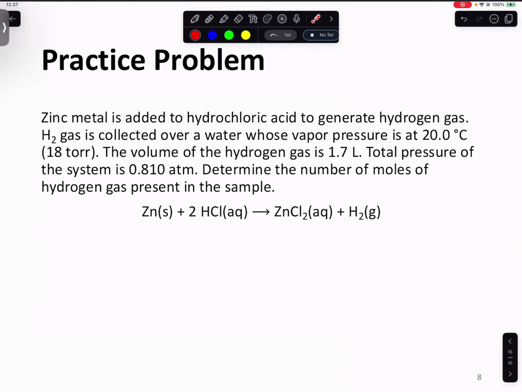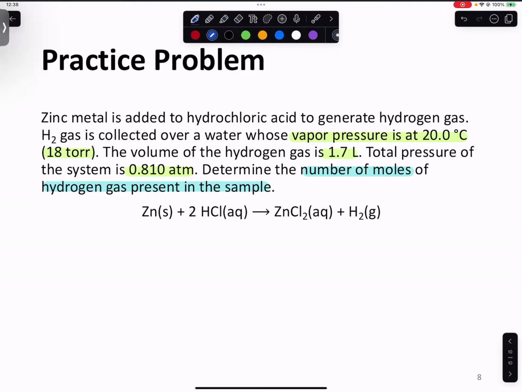In this problem, you're adding zinc metal to hydrochloric acid, very similar to the experiment that I just showed you. Hydrogen gas is collected over water, and the vapor pressure of the water that you're given at 20 degrees Celsius is 18 torr. The volume of hydrogen gas is 1.7 liters, and the total pressure is 0.810 atmospheres. It wants you to determine the number of moles of hydrogen gas collected in the sample. You're also given the balanced chemical equation. So let's see how we will start this problem.